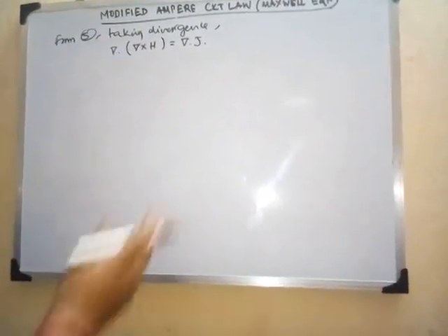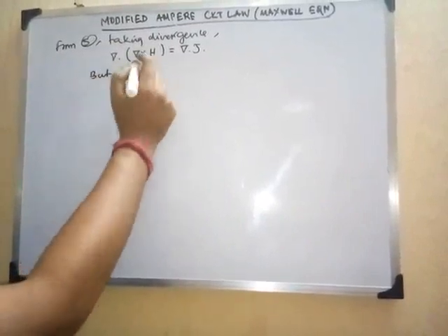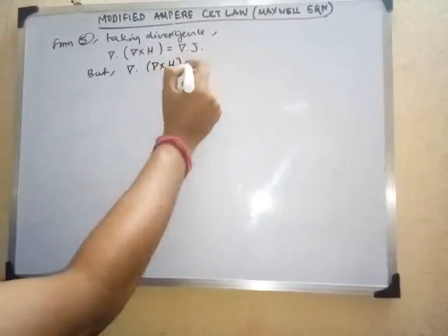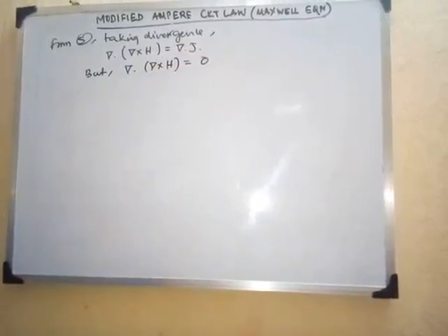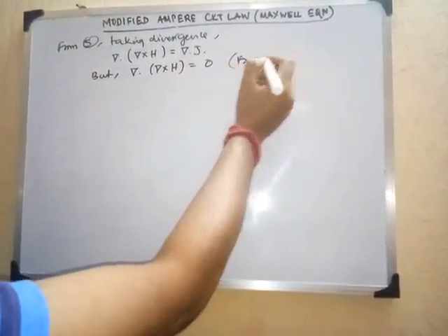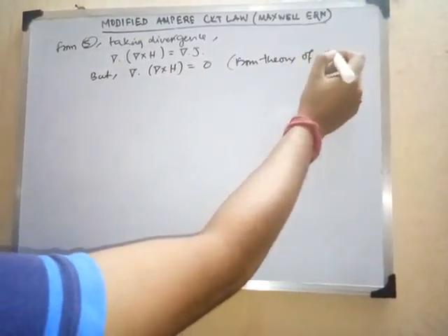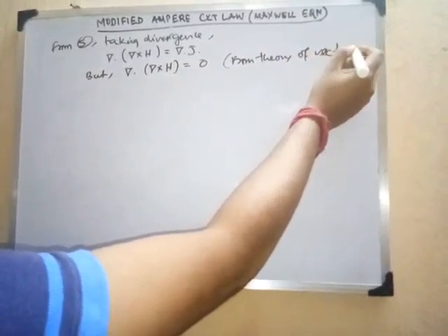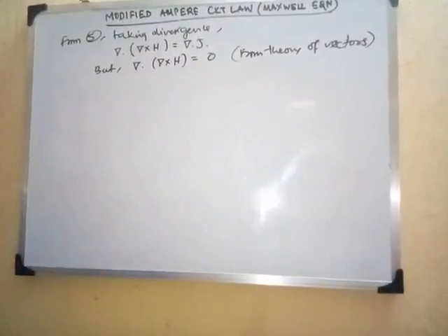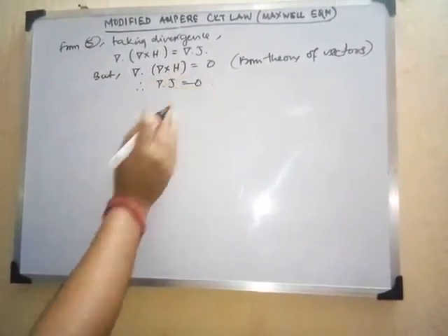So here we have got this, but we know that the divergence of the curl of a vector is equal to 0. That was the property that we have obtained from the theory of vectors. We have learned that divergence of curl of a vector is equal to 0. Therefore we can write del dot J will be equal to 0.